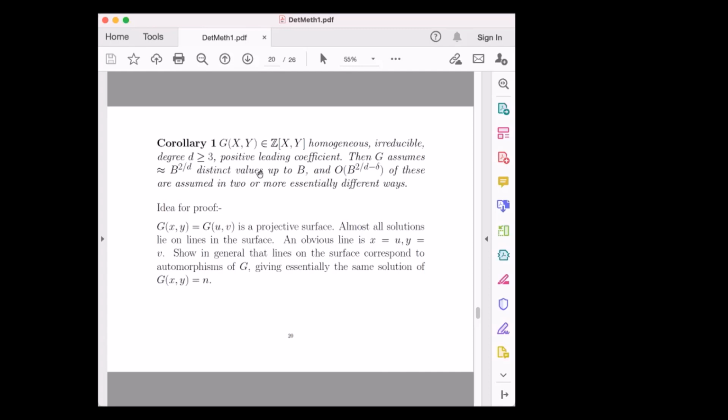So how could this possibly be a corollary of the results I've mentioned before? Well, the idea is to look at the equation g of x,y equals g of u,v. This is saying that we have a number that is represented by g in what appear to be two different ways. And this equation defines a projective surface. So we can apply the previous results about projective surfaces. And we've said that almost all solutions to this equation lie on lines in the surface. So an obvious line would be given by the equations x equals u, y equals v. So that will produce solutions of this equation.